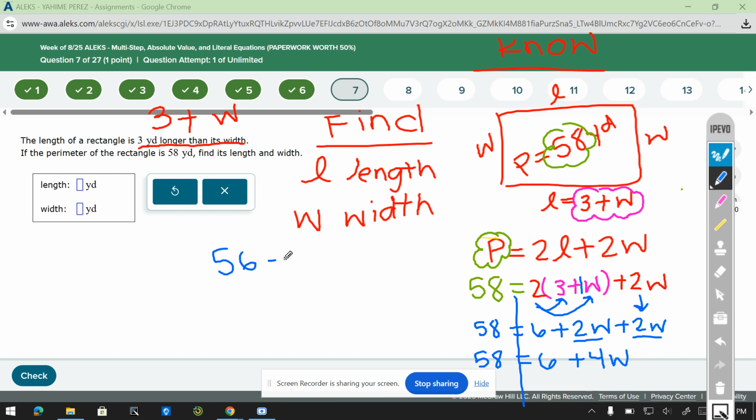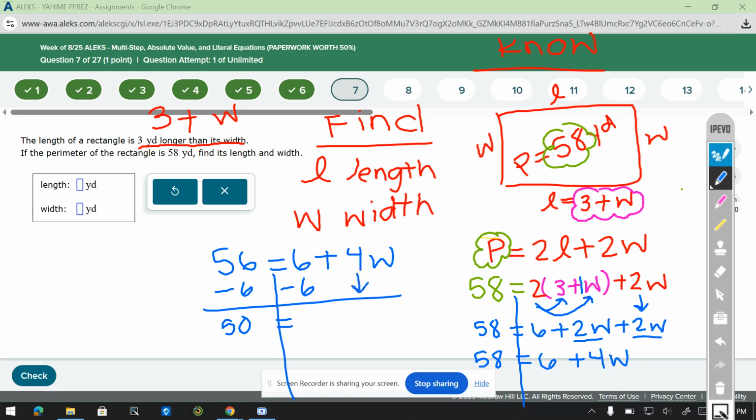Now, this is just a 2-step equation from here. So I want to get W alone. So I'm going to get rid of the 6 first. The 6 minus 6, that goes away, and I'm going to bring down the 4W. And lastly, to get W completely alone, I have to get rid of this multiplication of 4. So I'm going to divide by 4. And we end up with 12.5 equals W. So what did that answer? That answered the width.